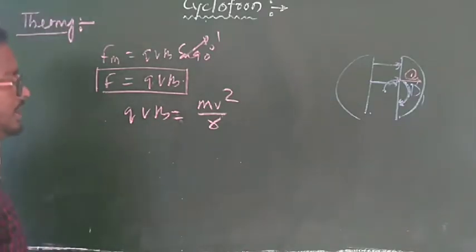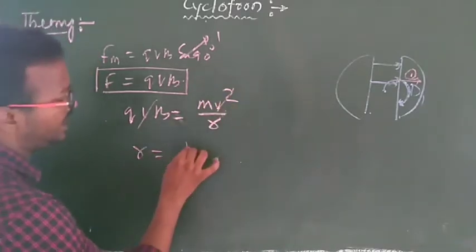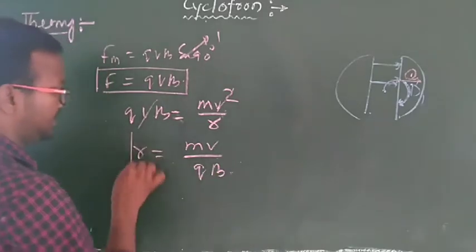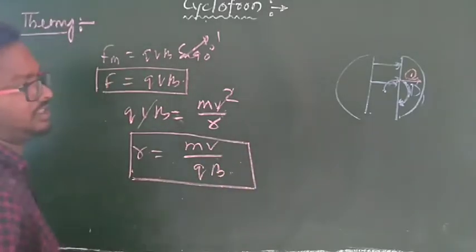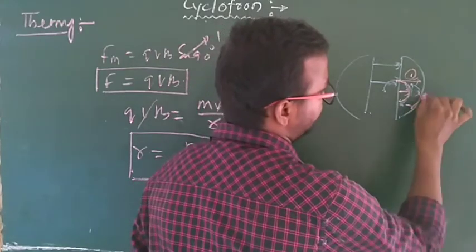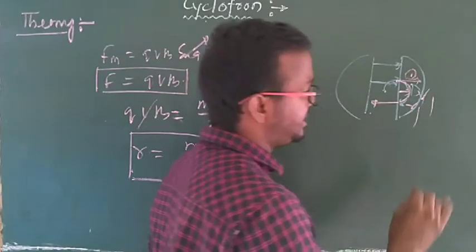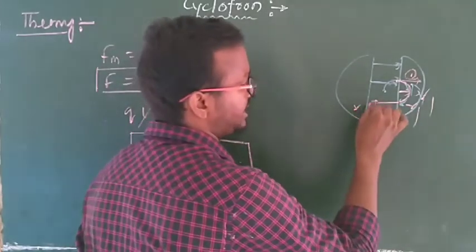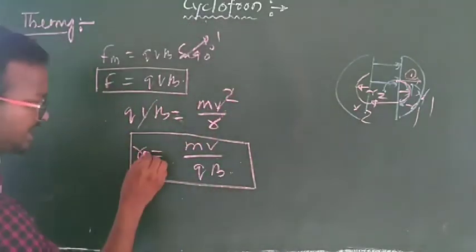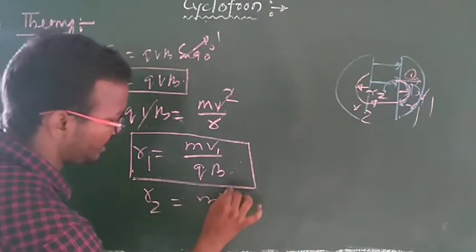Clear? Okay, what is r? One v cancels, so r equals mv by qB. This is the radius of the circular path. Suppose this radius is r1 with velocity v1, and again when the charged particle is inside the electric field, its velocity changes to v2, and it describes another circular path, r2. So r1 depends on v1, similarly r2 on v2.